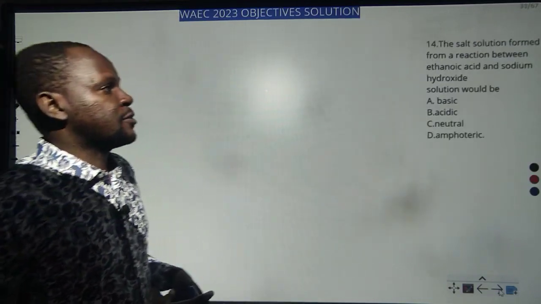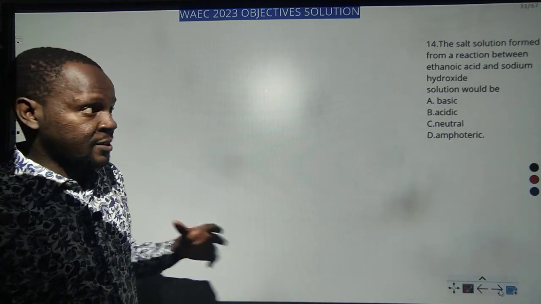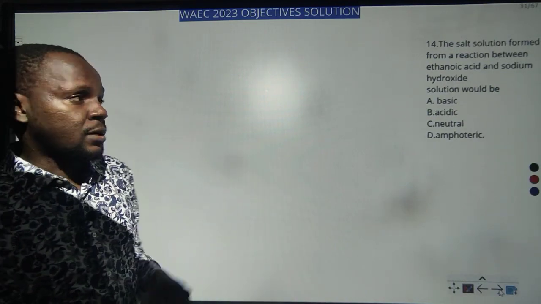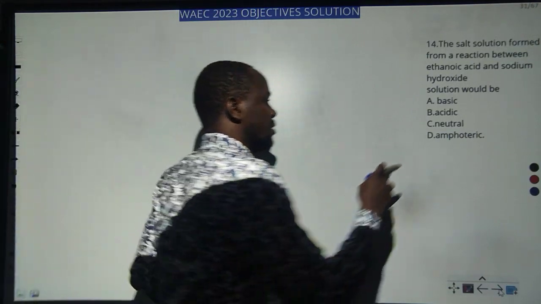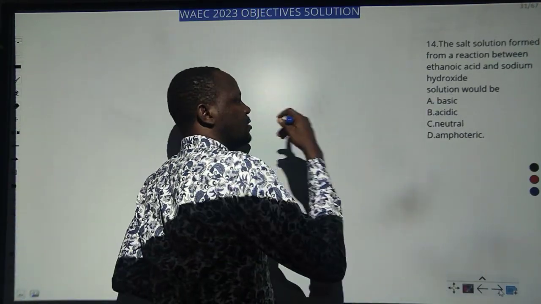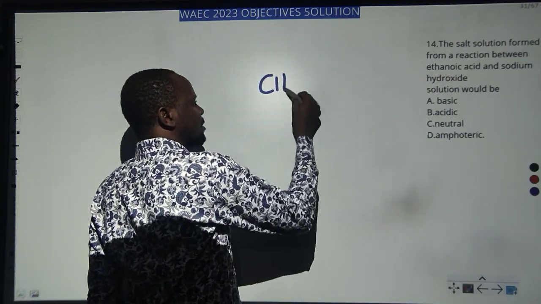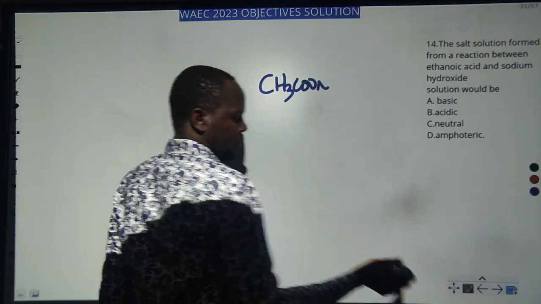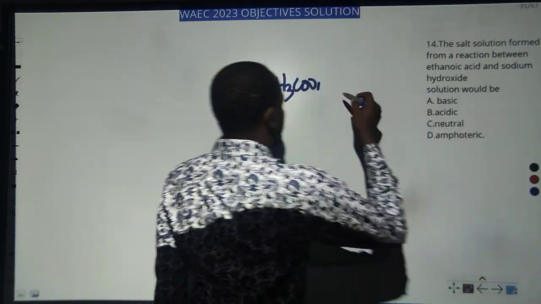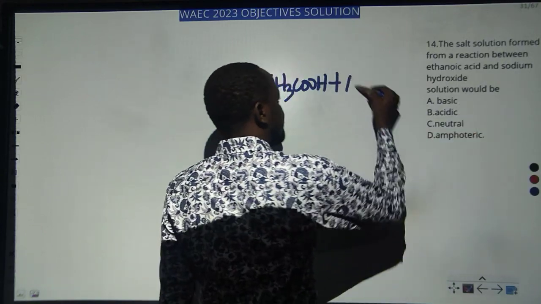Question 14 says the salt solution forms from a reaction between ethanoic acid and sodium hydroxide. Basically, ethanoic acid and sodium hydroxide. Ethanoic acid, we talked about it the other time, that it is a weak acid. This is ethanoic acid, CH3COOH. I want to write it combined with sodium hydroxide.